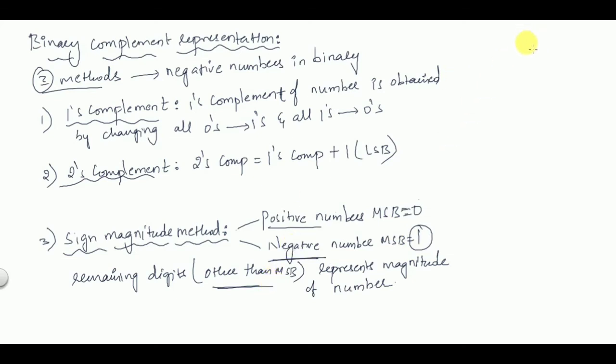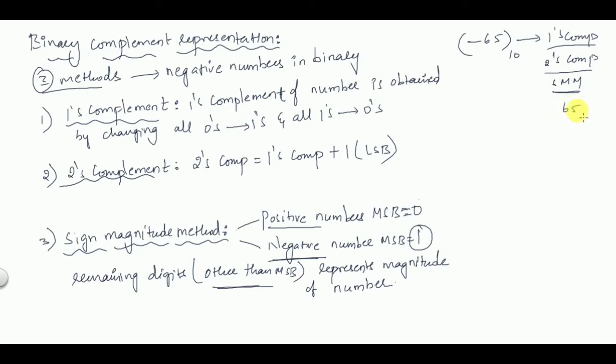So we'll take an example. Suppose you have minus 65. Minus 65 is the number in decimal, and you want to find its corresponding ones complement, twos complement, and sign magnitude method representation. So how can you find this? First of all, this 65 has to be converted into binary, because all these, ones complement, twos complement, and sign magnitude method, are applicable only for binary numbers.